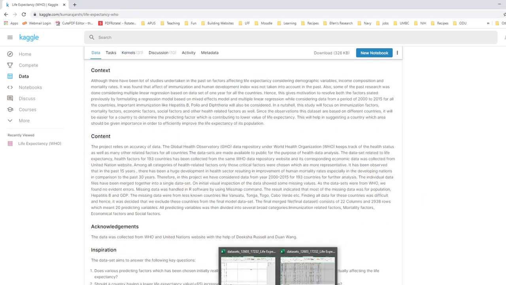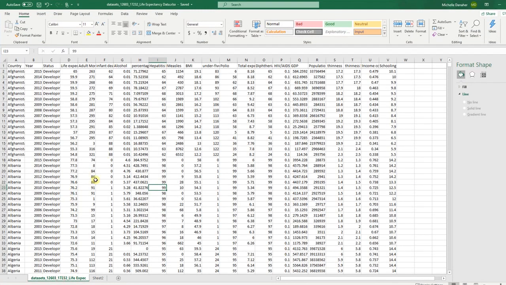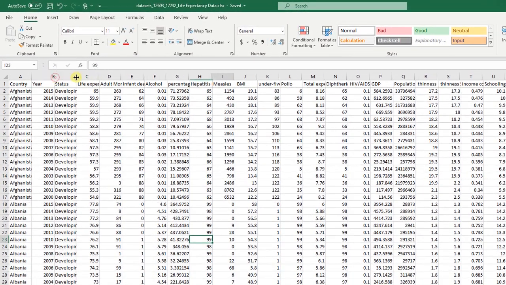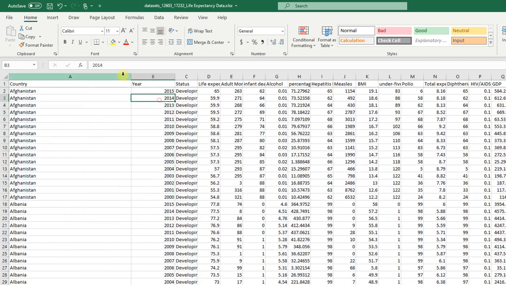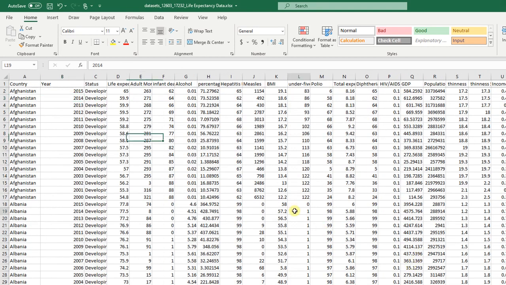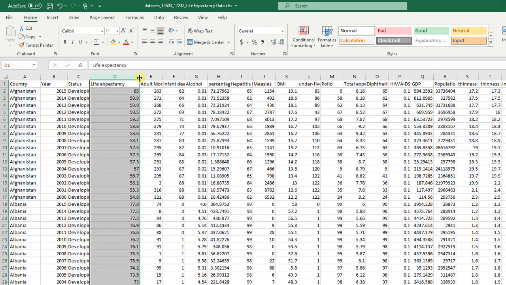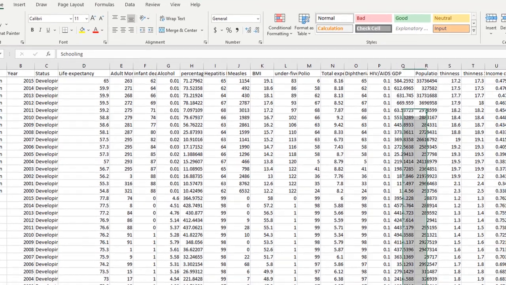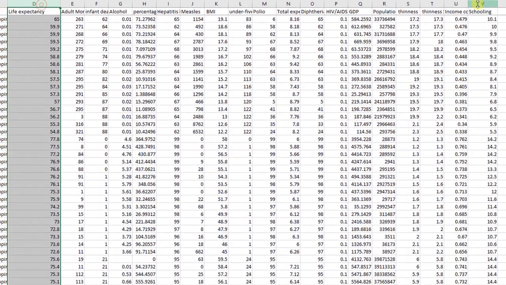So I went ahead and downloaded the data, and first thing I notice is that basically we have 15 years of data, the most recent year being 2015. Okay, two variables that I'm interested in right now are life expectancy and schooling. So basically the number of years of schooling that people that live in that country receive on average, okay? So life expectancy and schooling.